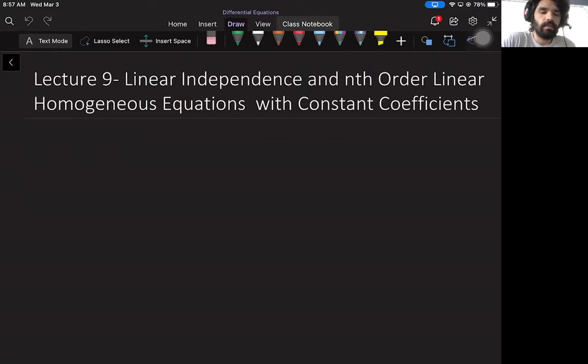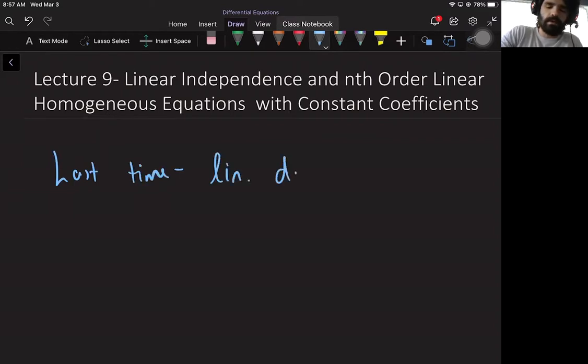Today we're talking about linear independence and nth order linear homogeneous equations with constant coefficients, probably the longest title that we'll ever see. So it's really just two parts. The first part is about linear independence. Remember that last time we learned about linear dependence. So this time it is linear independence, which is sort of like the opposite notion. So let's just jump right into it.